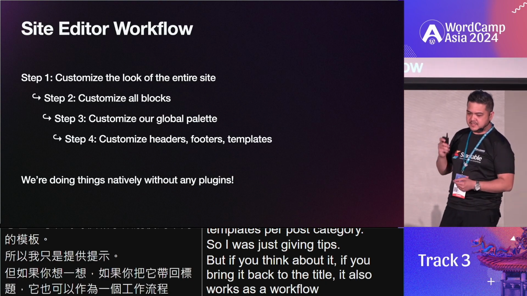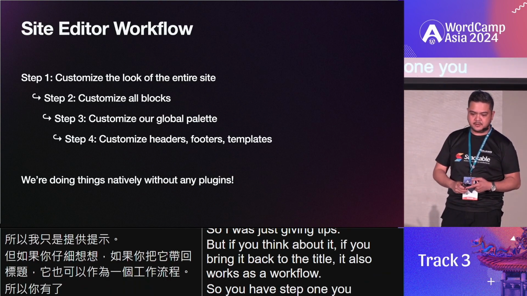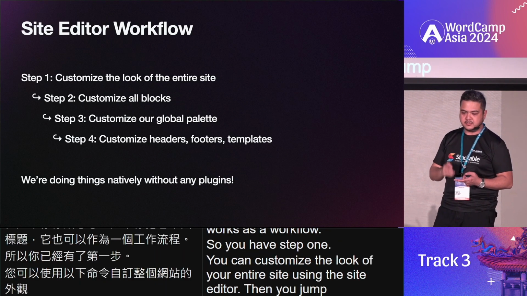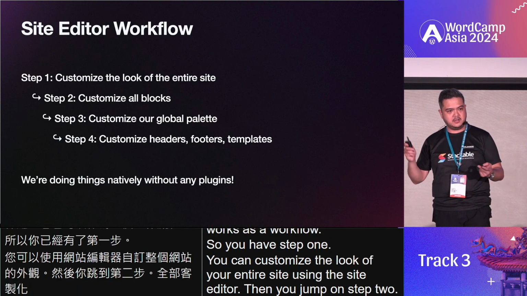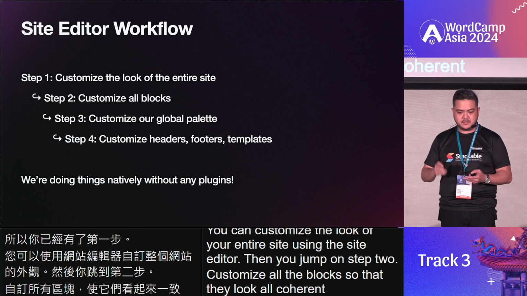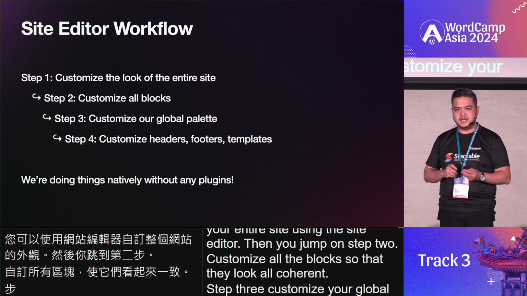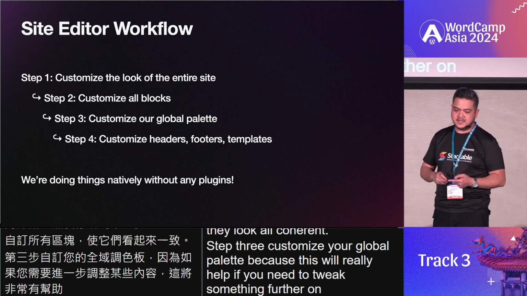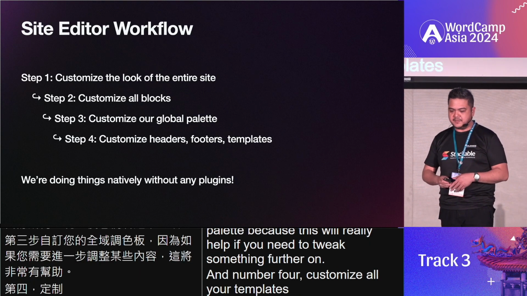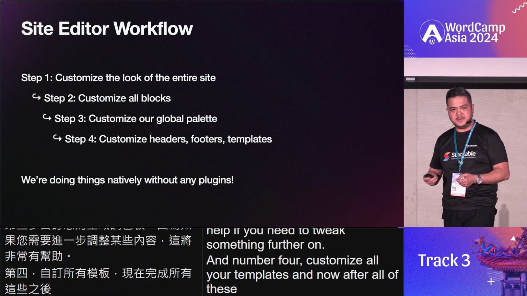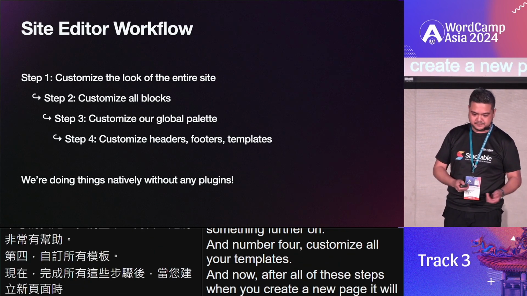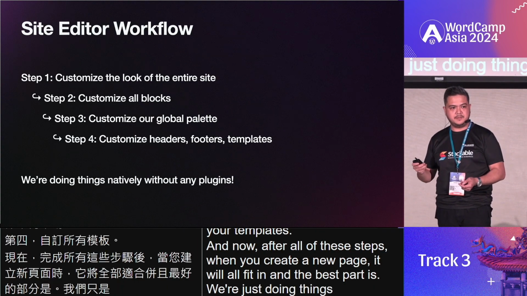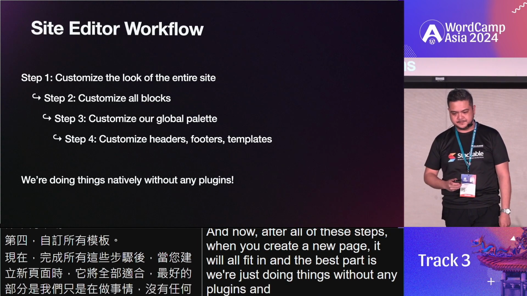So you have step 1. You can customize the look of your entire site using the site editor. Then you jump on step 2, customize all the blocks so that they look all coherent. Step 3, customize your global palette, because this will really help if you need to tweak something further on. And number 4, customize all your templates. Now, after all of these steps, when you create a new page, it will all fit in. And the best part is, we're just doing things without any plugins and all natively.